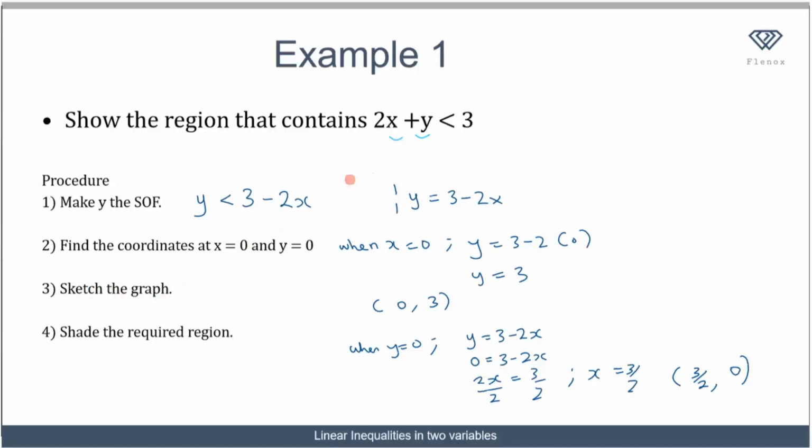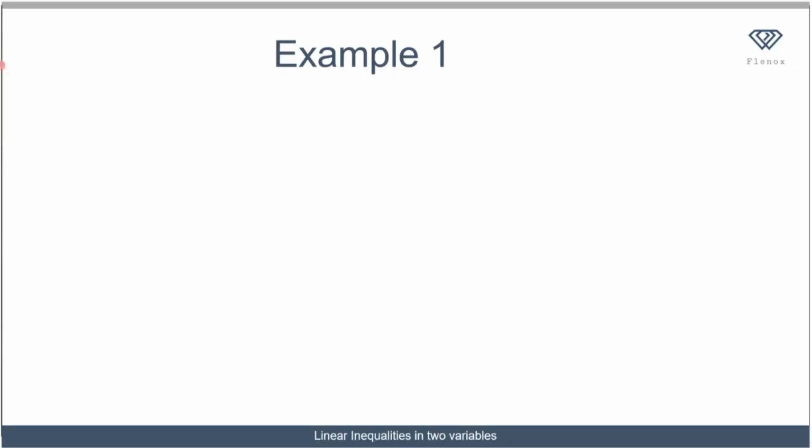With these two coordinates, we sketch out the graph and we shade the required region. So let's move on to the next page to do that. I'm going to write out the important results that we have gotten. First, the question tells us that 2x plus y is less than 3, and to make y the subject of formula, we've written that y is less than 3 minus 2x.